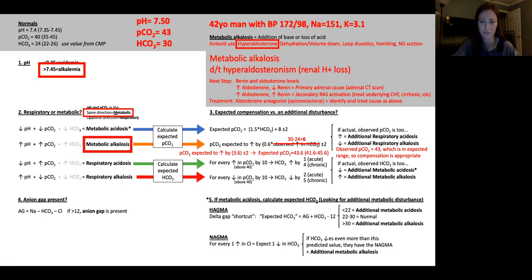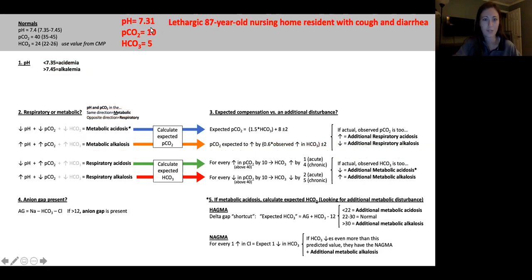And then our other example is a pH of 7.31, a PCO2 of 10, and a bicarb of 5. The clinical correlate is a lethargic 87-year-old nursing home resident with a cough and diarrhea. So we'll run through the first few things. Our pH is low, so we're going to be acidemic. And if we look at the pH and the PCO2, they're both decreased, so they're going in the same direction. Therefore, it's a metabolic acidosis.